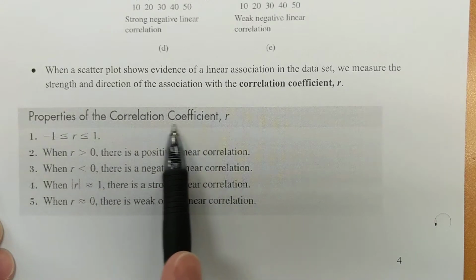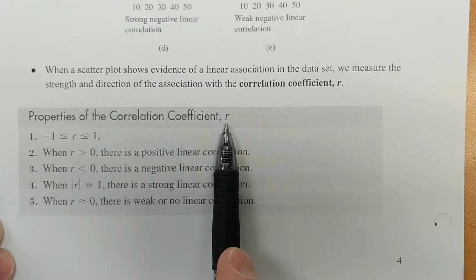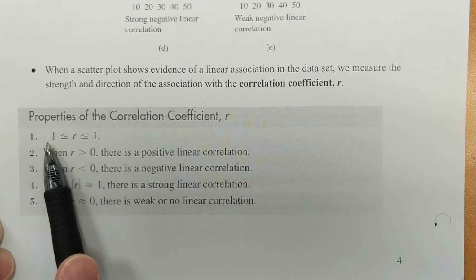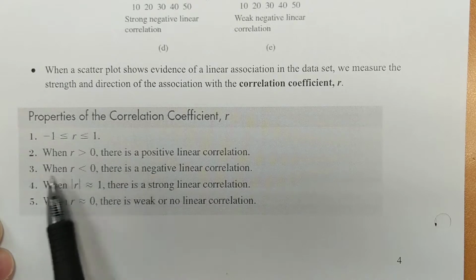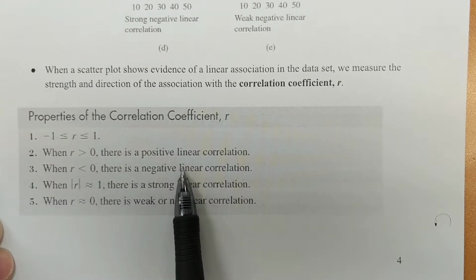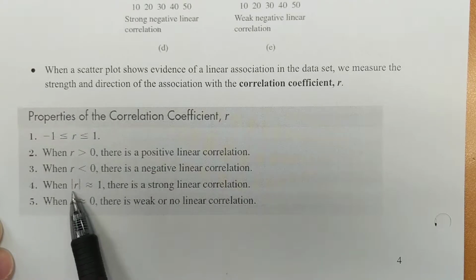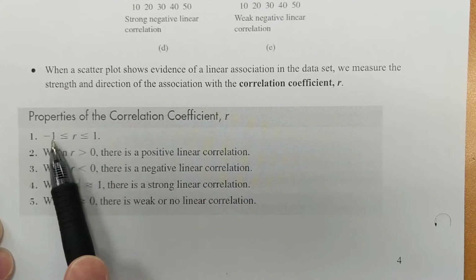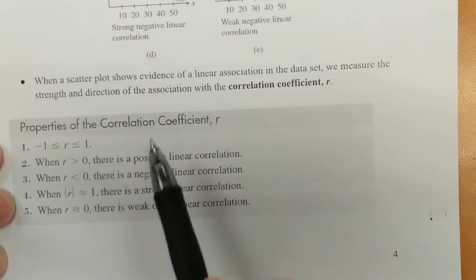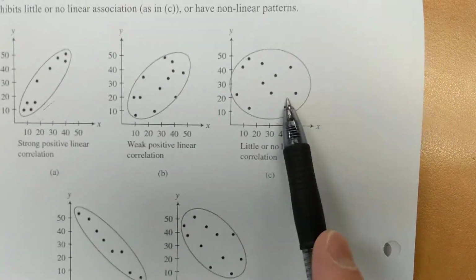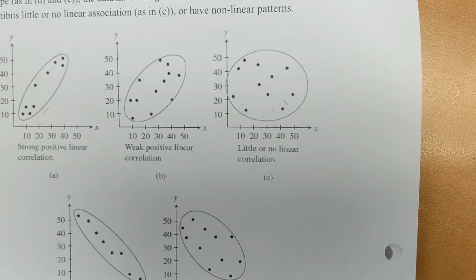Sometimes your calculator or someplace will display the value of r. R refers to how good the correlation is. So r is always between -1 and +1. When r is more than 0, it's a positive correlation, meaning the y's increase. When r is less than 0, it's a negative correlation, meaning the values are decreasing. The closer r is to 1 or -1, the stronger the correlation is. So that's why I have the opposite value here, because an r value of -1 means it's very strongly negative, so that'd be this one, and r of +1 would be this one. When r is 0, you have weak or little correlation, so that's this one.